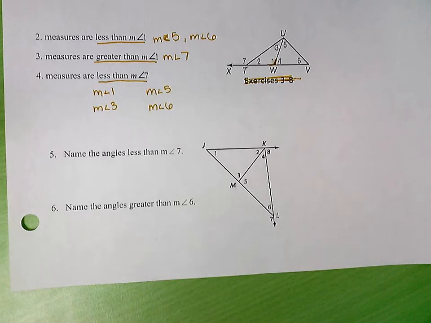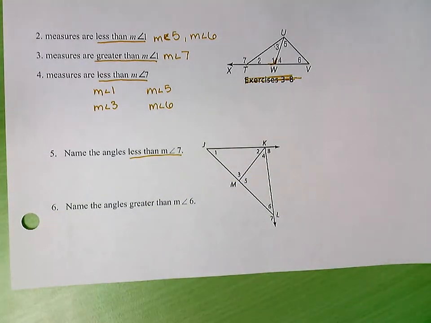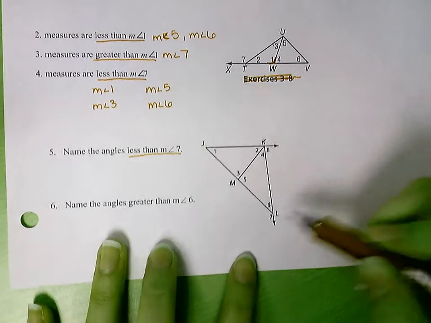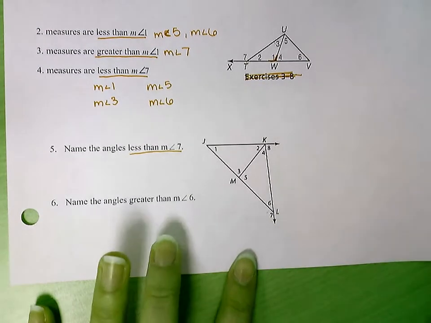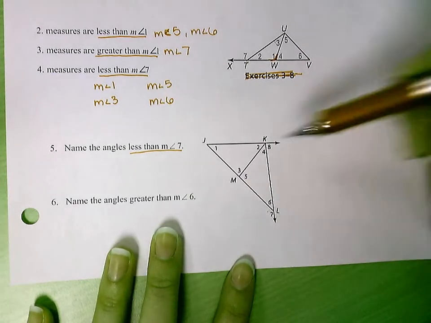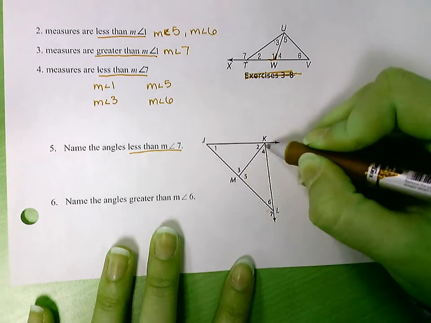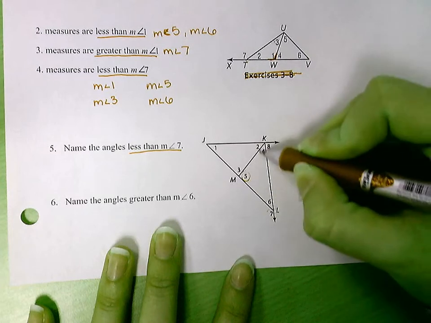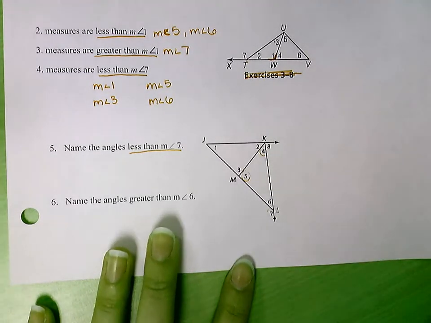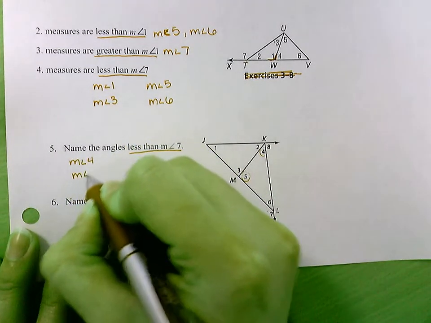All right, I'm going to start to go over it, since when I walked around, most people had it done anyways. So number 5, you're looking for angles less than angle 7. So again, if it says less than, you want to think of angle 7 as the exterior angle. So 7 is right here. So I want to look for remote interior angles that would add together to be angle 7. Well, if I look at triangle KML, okay, so this first triangle here, I could say 5 and 4 together would get 7. So I know those angles have to be less than 7.